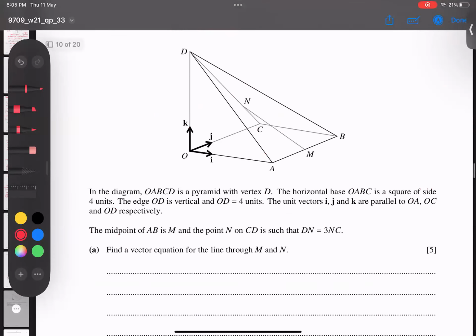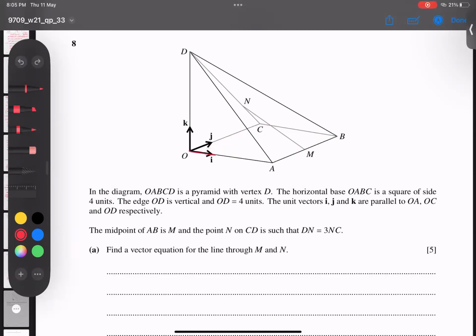The next question is on the topic of vectors. Read carefully what the question is saying: OABCD is a pyramid with vertex D. You can see the vertex D on the pyramid. The horizontal base is a square shape, meaning length and width are equal, and each side is 4. So this is 4, this is 4, this is 4, this is 4.